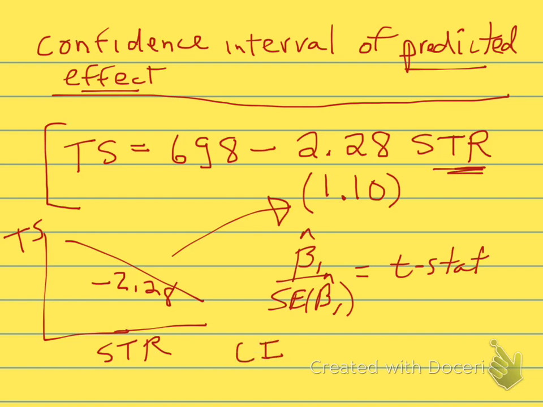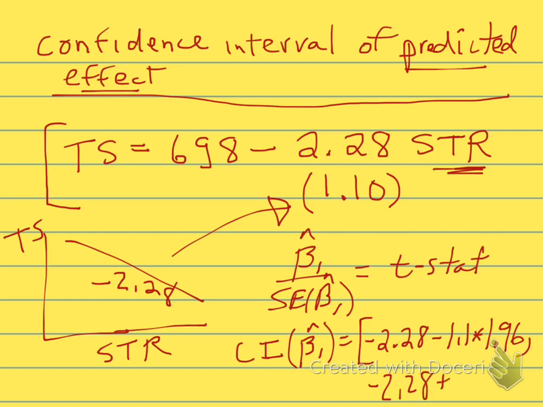Remember also that the confidence interval of the estimated coefficient beta 1 hat is, on the lower end, minus 2.28 minus the standard error, which is 1.1, times 1.96. And on the higher end, it's minus 2.28 plus 1.1 times 1.96. So if we multiply 1.96 times 1.1, we have a number about equal to 2, right? So minus 2.28 plus 2 will be about minus 0.28, some very small number. But it doesn't include 0. The confidence interval doesn't include 0.